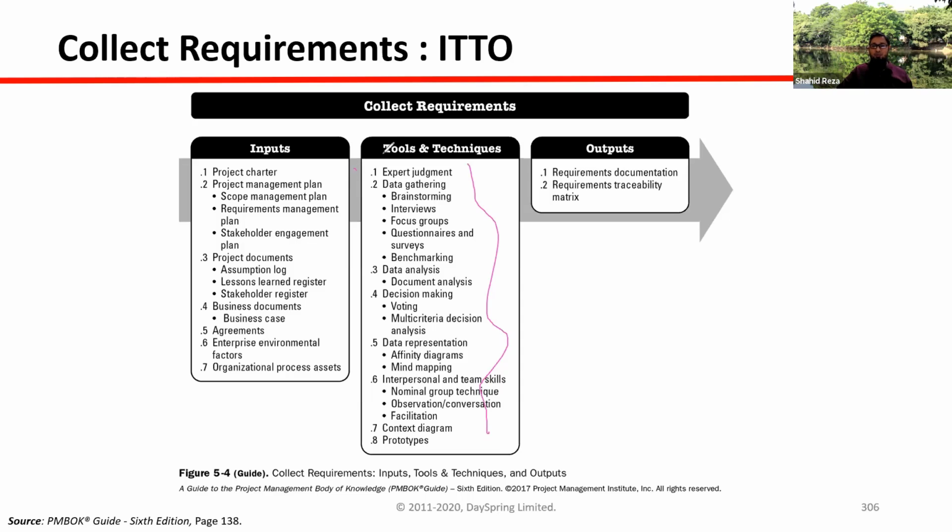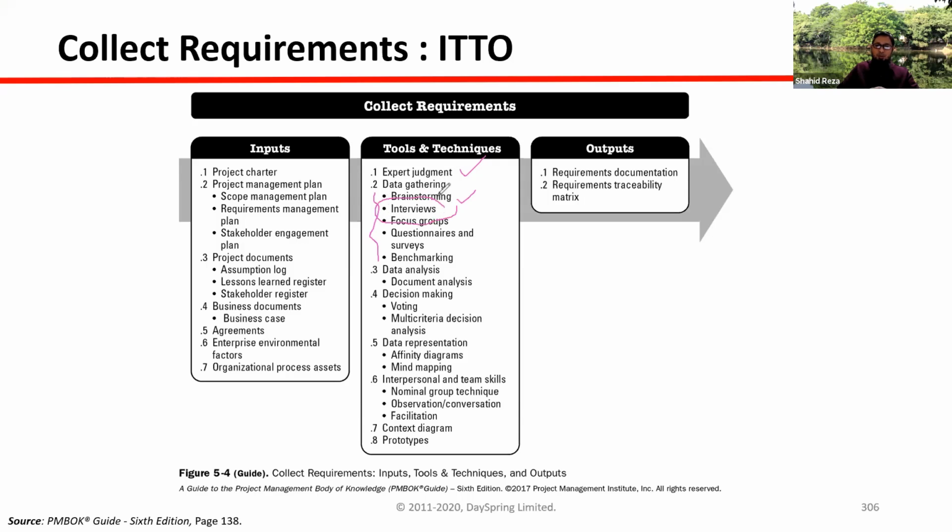So what tool can we use first? Expert judgment, right? Expert judgment is a generic tool. Then we have data gathering tools. Data gathering, requirement collection, means what? So what can we use? Brainstorming. Already discussed, right? We have to give our idea, generate our idea. And we can use brainwriting, brainstorming, right? So using those tools, we can collect requirements.